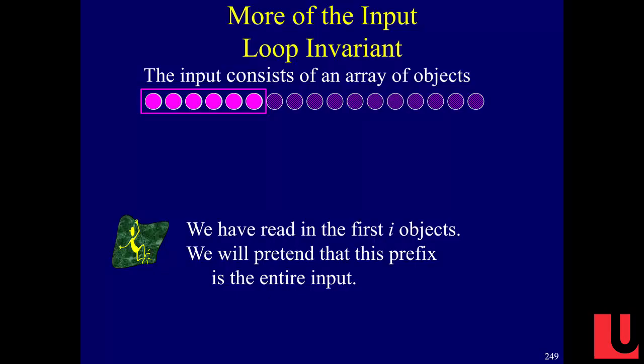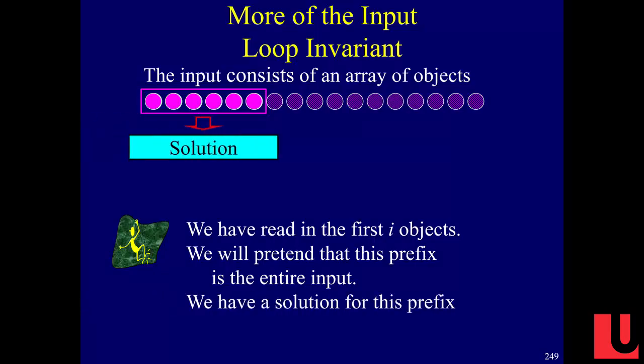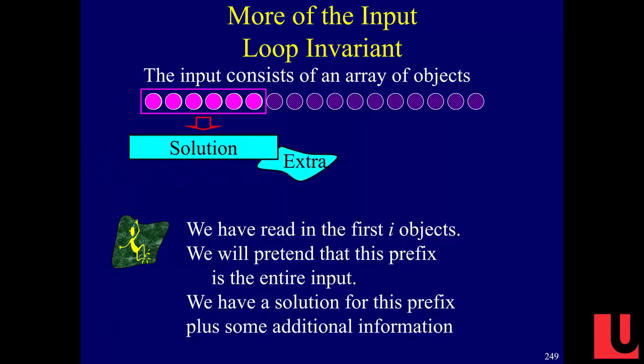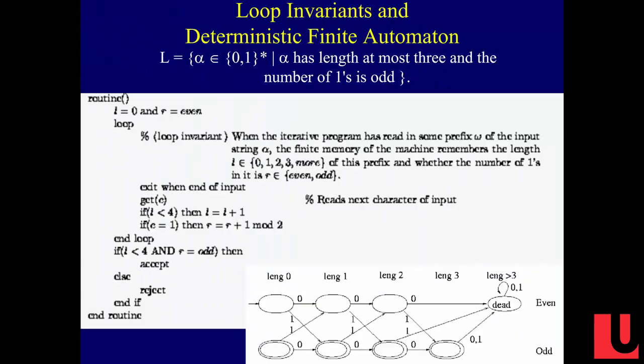And if that's the input, then we should have the solution already, right? We know what the solution would be to the problem if that were the input. And we're going to have some extra information, because that'll help us move along, right? So this hopefully all reminds you of finite state automata, which I was doing loop invariants for just yesterday.